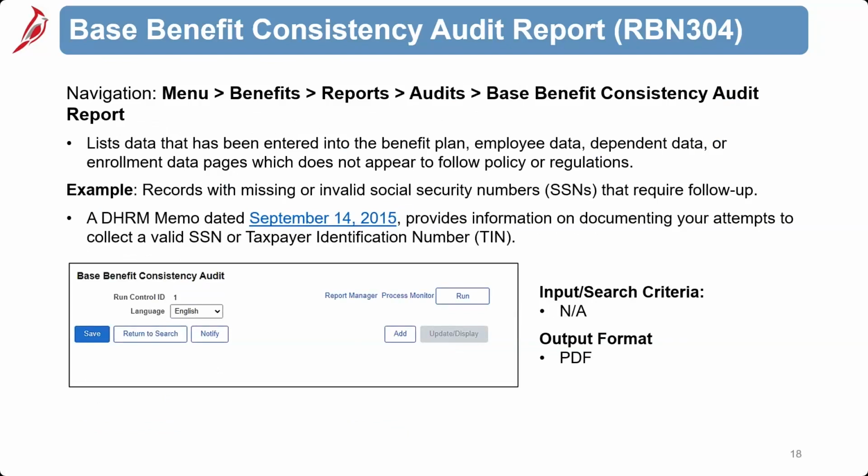And the base benefit consistency audit includes a number of different detailed information. It's got employee data and dependent data. It's looking for things with invalid social security numbers. It's looking for maybe some mismatches in enrollment information, like a spouse who is covered both as themselves as an employee and as a spouse coverage. We suggest running this on a regular basis so that you can make sure that you're not running into any inconsistent data.